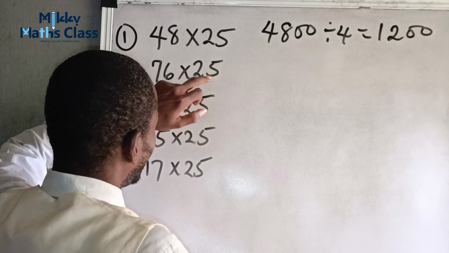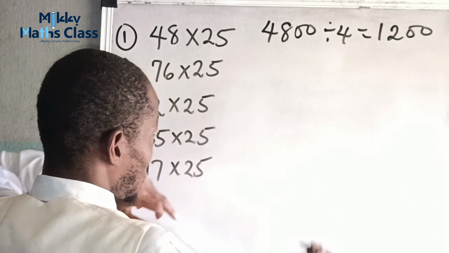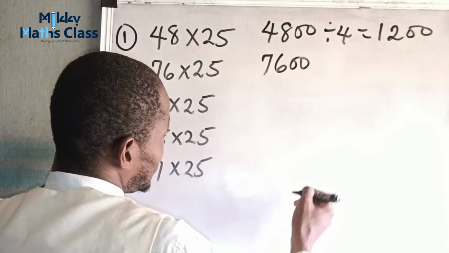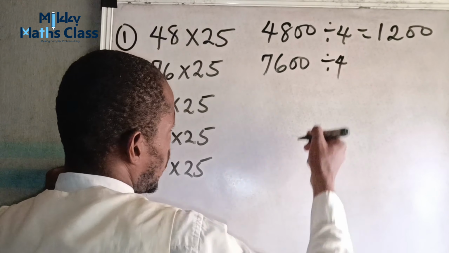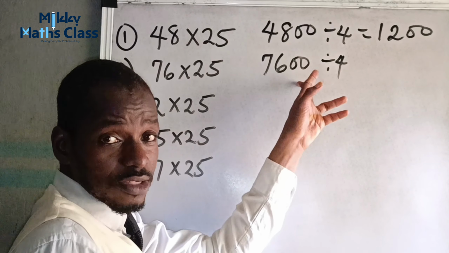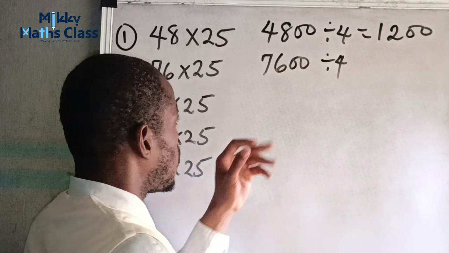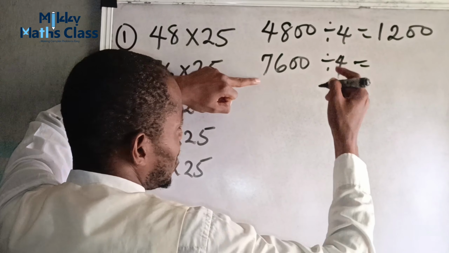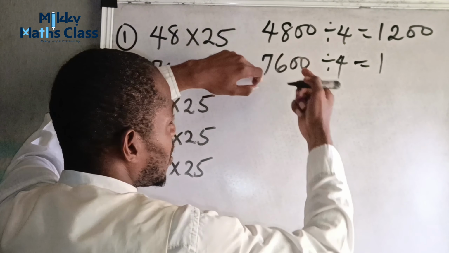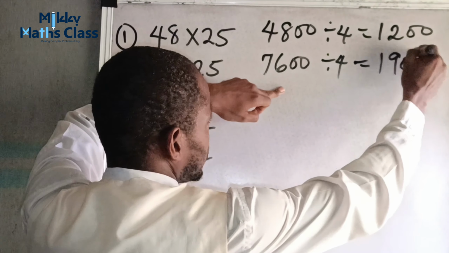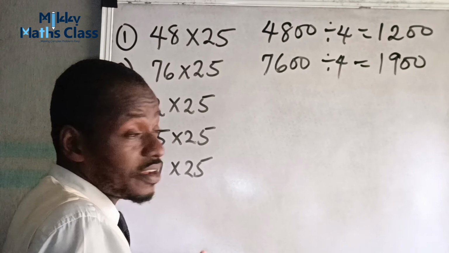76 multiplied by 25. So that's 7,600 divided by 4. Look at the trick. Multiply by 100, you add 2 zeros. Divide by 4. Now 4 in 7 is how many? 1, remainder 3. 4 in 36, 9. So that's 1,900. Very easy.